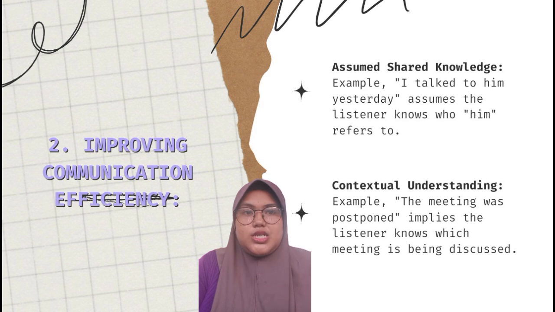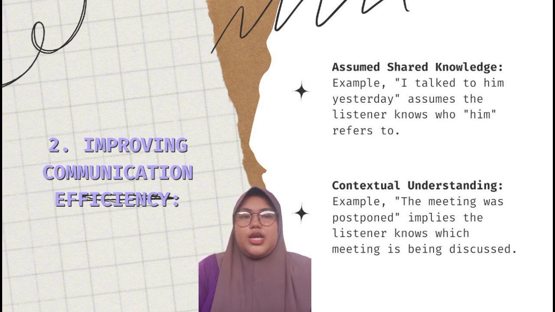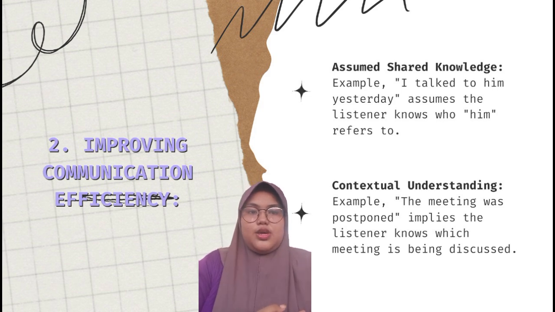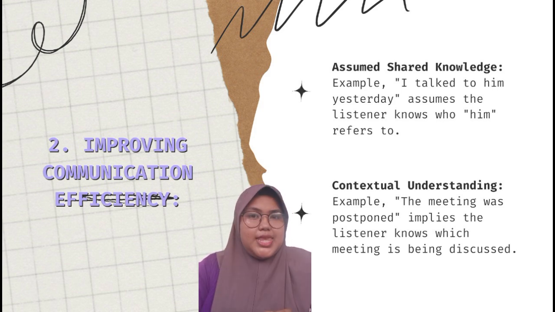Number two of application in spoken form is improving communication efficiency. The first is assume shared knowledge, using references to rely on shared knowledge between speakers and listeners. For example, I talked to him yesterday. Assume the listener knows who him refers to. Next is contextual understanding, avoiding unnecessary detail but trusting the listener to infer the needed information. For example, the meeting was postponed implies the listener knows which meeting is being discussed.